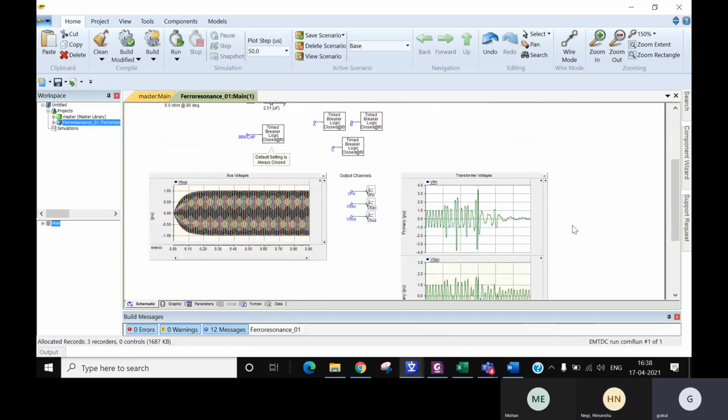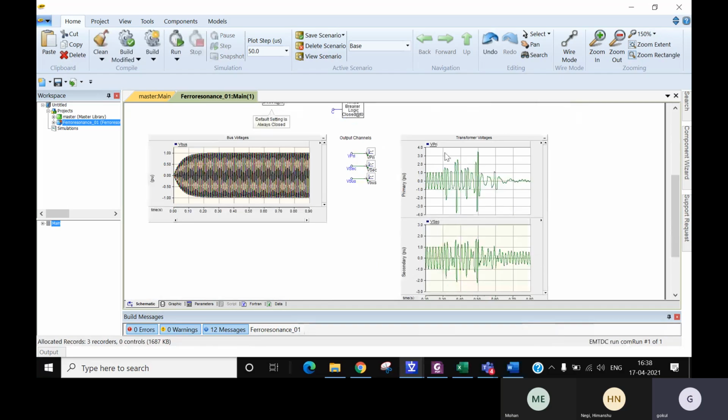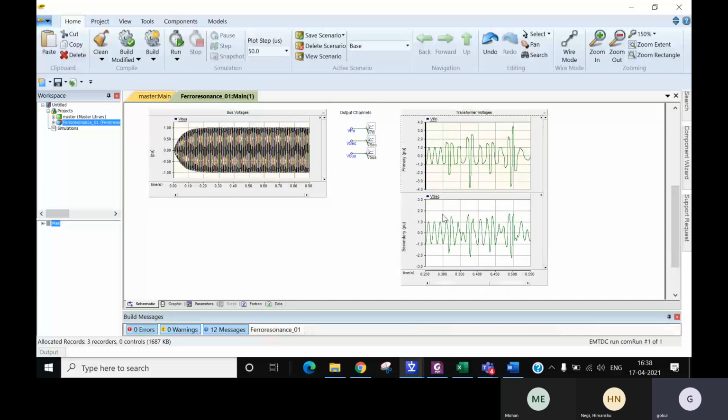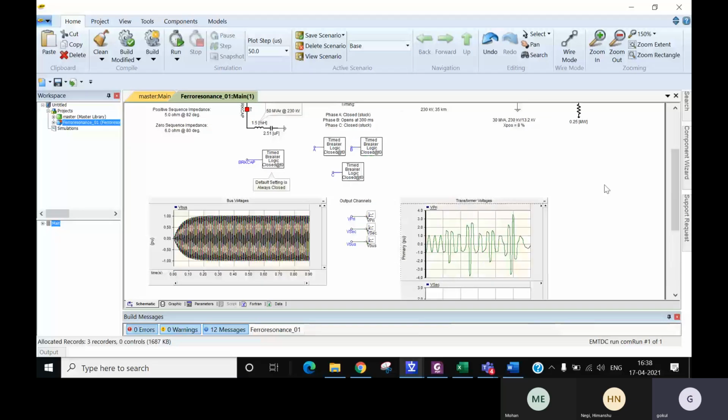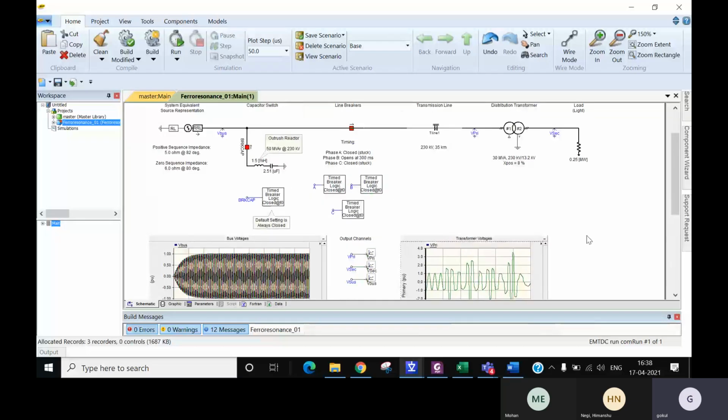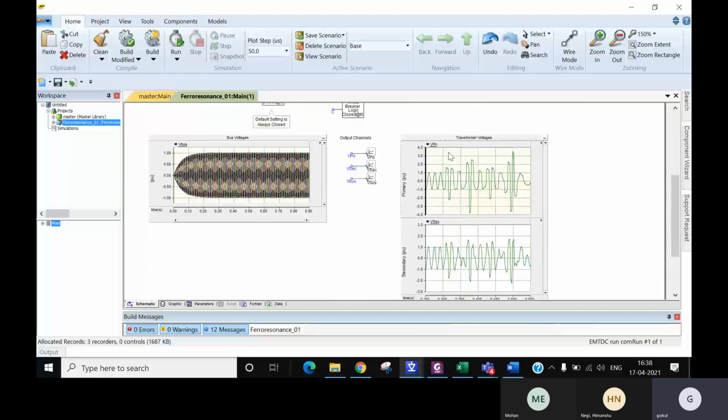So this is ferroresonance. The oscillations will be something like this. If you have oscillations like this, then you can say that there is some ferroresonance. Here also they are trying to measure at the HV side and LV side. I always recommend that you measure both the HV side and LV side. So this is how ferroresonance will look, the oscillations. But in our case there is no oscillation, right? We didn't have any oscillations.